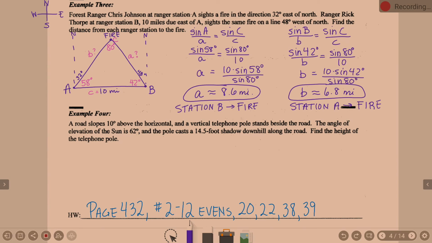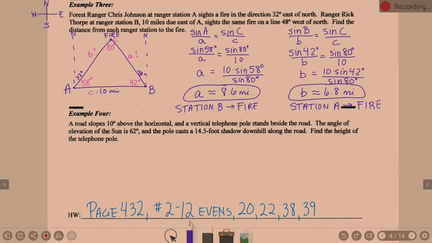It's not sloping upward. The pole casts a 14.5-foot shadow downhill along the road, which is not drawn in there. But that 14.5-foot shadow is going to be right there. So that's from A to B, and it is 14.5. And then find the height of the telephone pole.